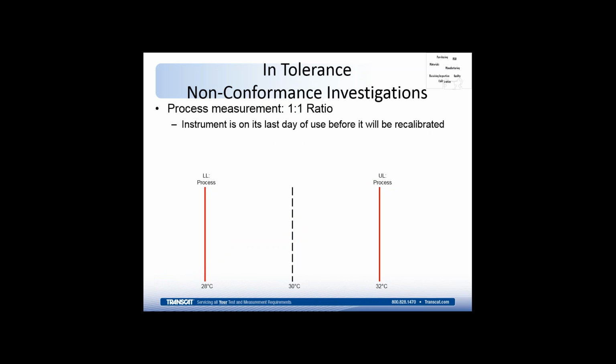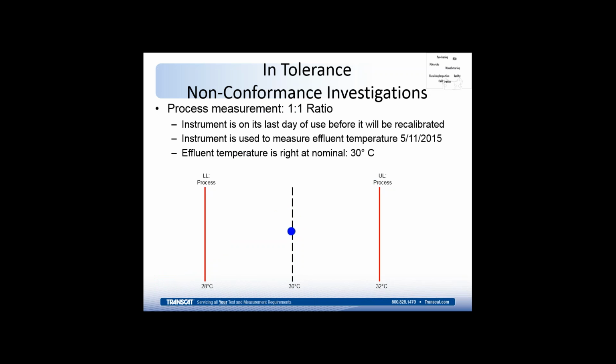Now, on the last day of the instrument's calibration cycle, just before it's recalibrated, the instrument is used to measure the effluent temperature on the product on May 11, 2015. That temperature was right at 30 as well. So we would assume that process measurement is good as well. It's right at 30. That's what the instrument is indicating to us. If we don't make any adjustments to the product, we put it on its way out the door.